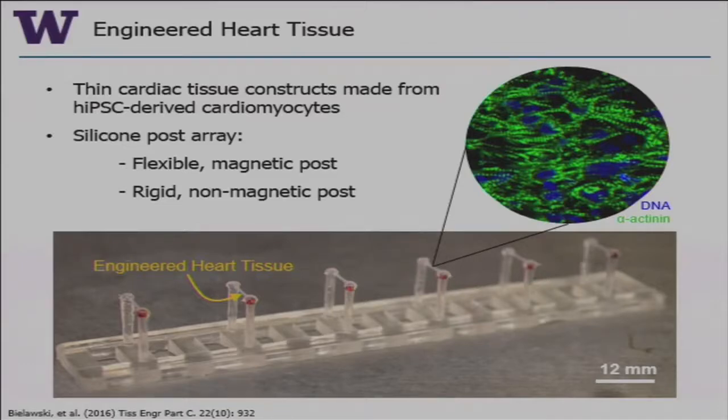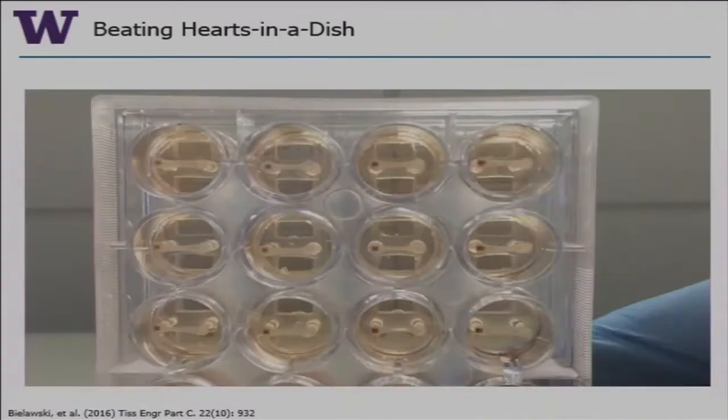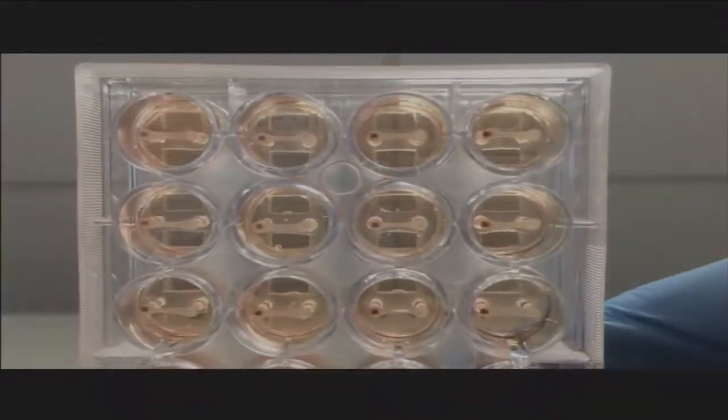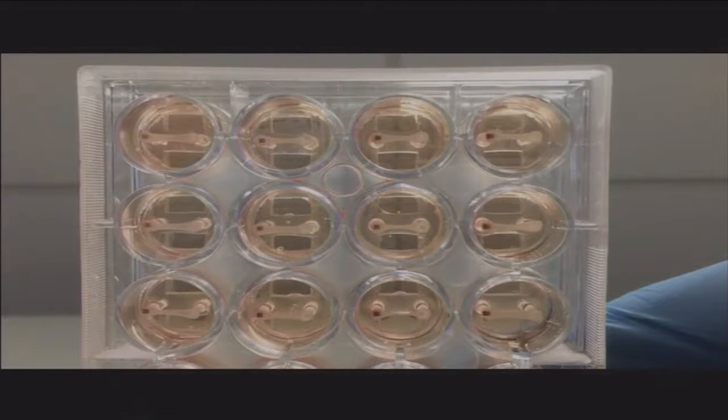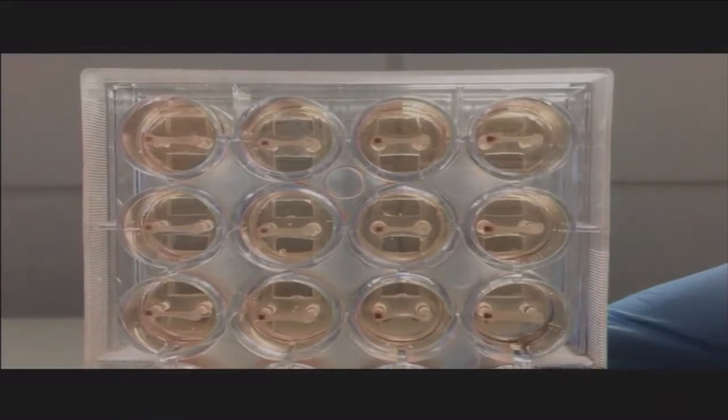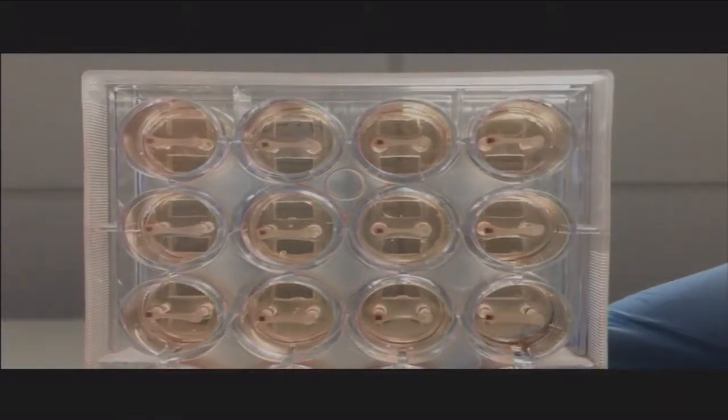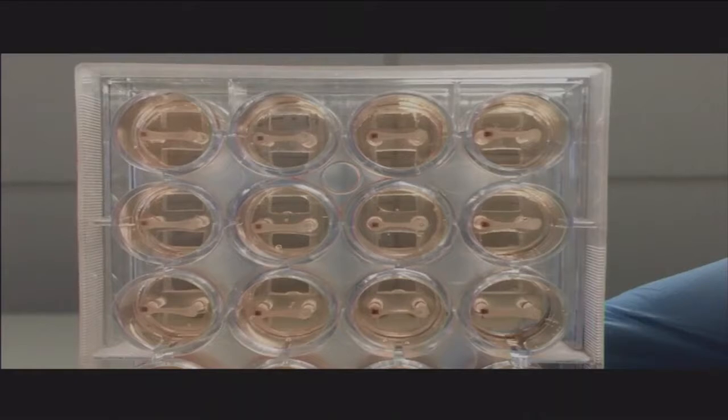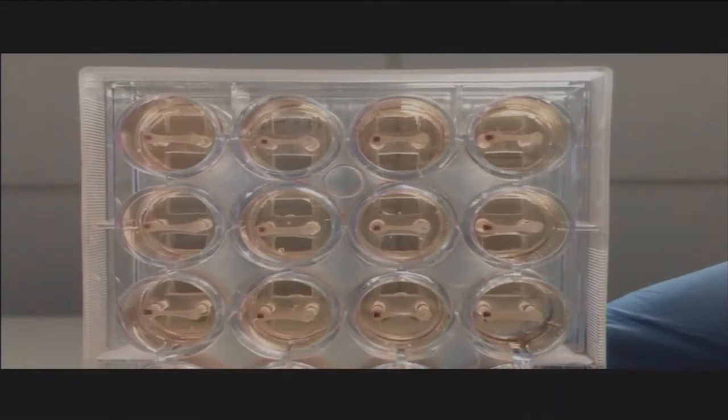And what's nice about these three-dimensional constructs is that these cells have beautiful sarcomeres within them. They have a much more elongated shape that you'd expect to see from tissue, and they function as a complete tissue because if you watch them under a dish, they beat. So each of these heart strings are beating to their own different drummer, but you can track that motion with the movement of this post that has the magnet within it.